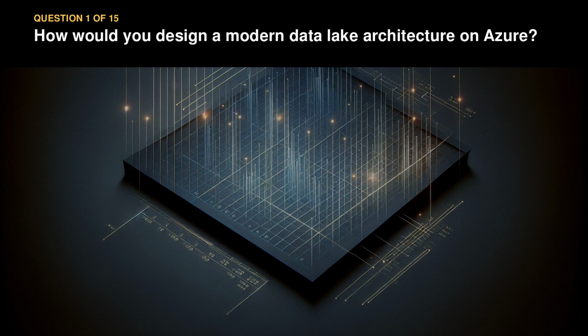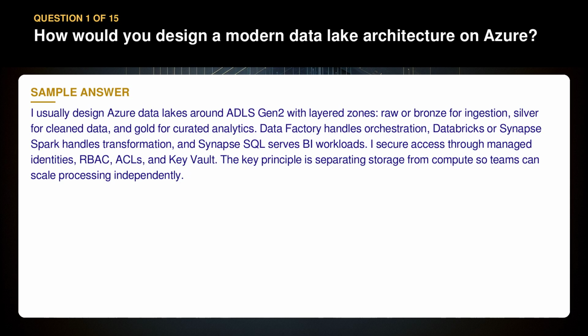Question 1. How would you design a modern data lake architecture on Azure? I usually design Azure data lakes around ADLS Gen2 with layered zones: raw or bronze for ingestion, silver for clean data, and gold for curated analytics. Data Factory handles orchestration, Databricks or Synapse Spark handles transformation, and Synapse SQL serves BI workloads. I secure access through managed identities, RBAC, ACLs, and Key Vault. The key principle is separating storage from compute, so teams can scale processing independently.